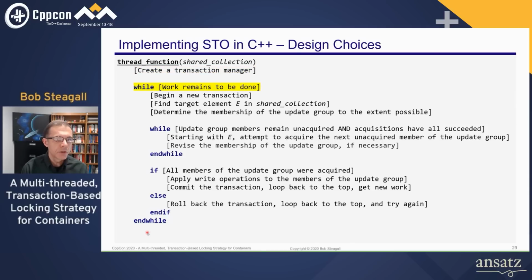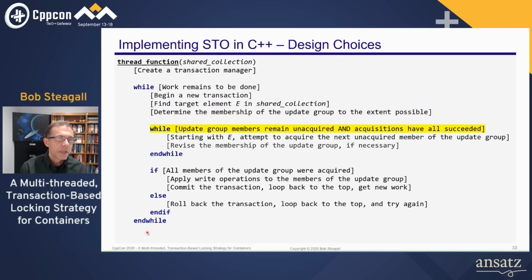So let's assume that there's work that needs to be done. All right, there's work left to be done. We're going to begin a new transaction. So as part of that transaction, we've determined that there's some target element in the shared collection that we're interested in. So the first thing we'll do is we will try to determine the membership of the update group to the greatest extent possible.